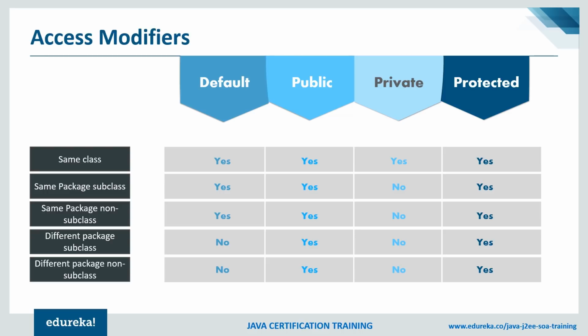Protected is accessible almost everywhere, right? But once it goes outside the package, it starts behaving like private. So it's not exactly like public, but it is somewhere like default. You cannot access it outside the package, but at the same time, it can be inherited outside the package.